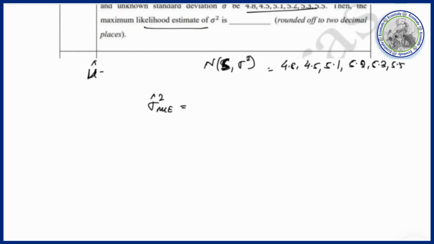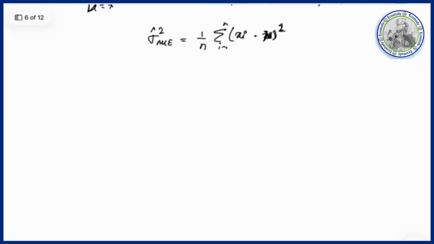The MLE estimate of mu is x bar, and sigma squared is 1 upon n sigma of (xi minus mu) squared. I have already told in the class, in the inference lecture, how to calculate it. So this is the formula. Just calculate the deviations.